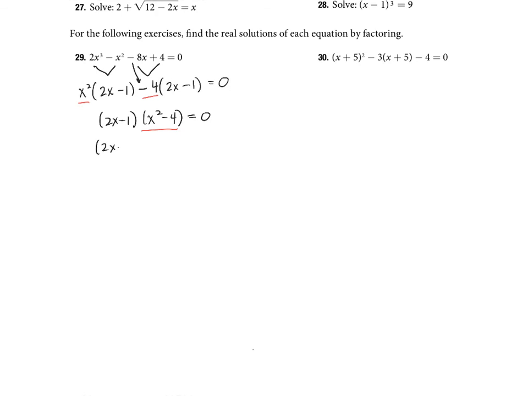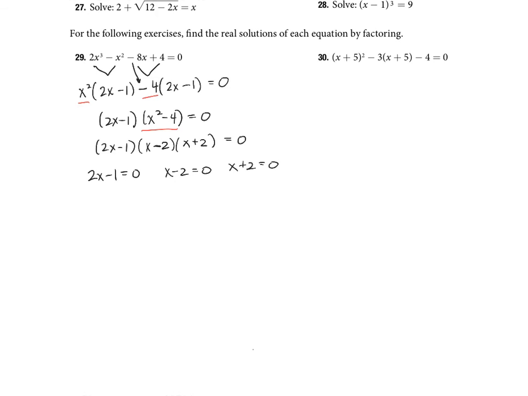So I'm going to bring down the 2x minus 1, and then the x squared minus 4 will factor into x plus 2, x minus 2, and it doesn't matter which way you put them in. It could be minus first. Now I have them all as linear factors, so each one has no exponents in it, and I can set each of those equal to 0 separately and solve and get my 3 solutions.